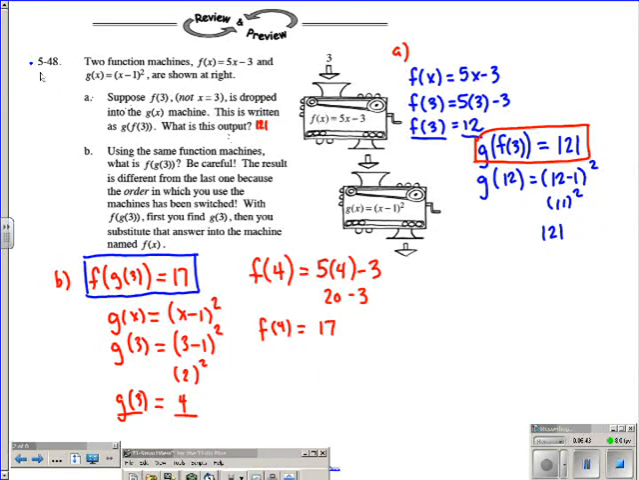This is problem 5-48. This is dealing with composition of functions.